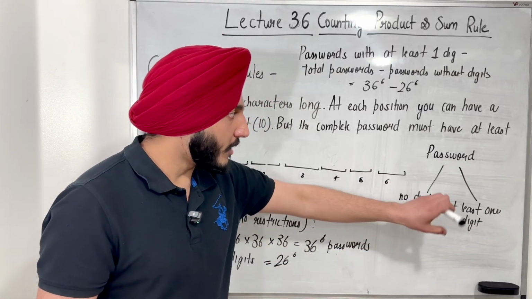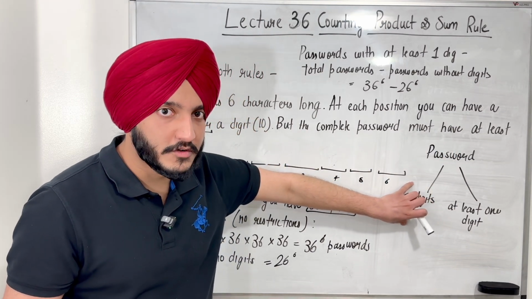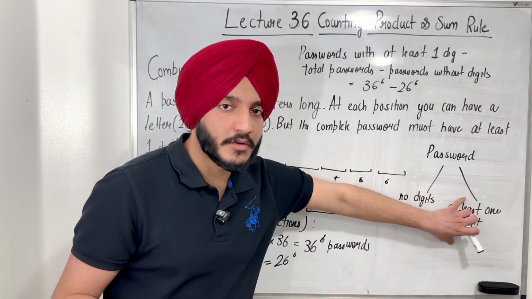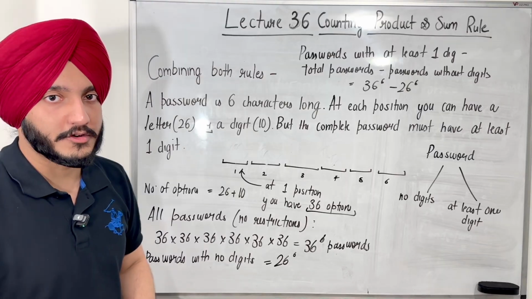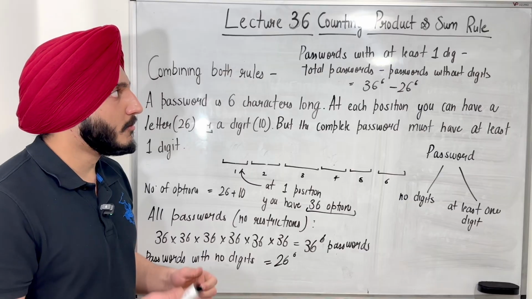So if I subtract the number of passwords with no digits from the total number of passwords, it would give me exactly the count of passwords with at least one digit, right? And that exactly is the solution to our question. Now I'll give a bunch of practice problems for you to solve, and then we will move on to the next lecture.